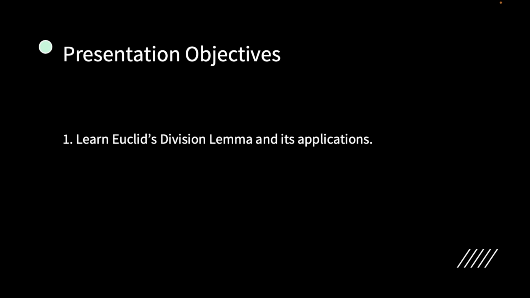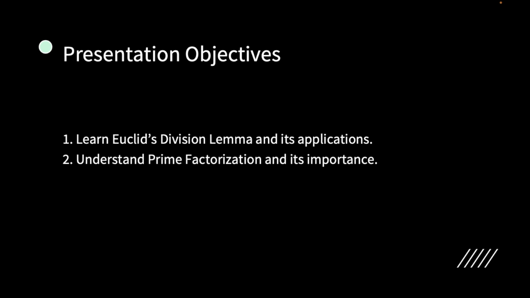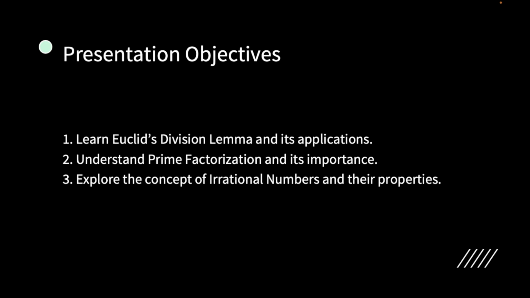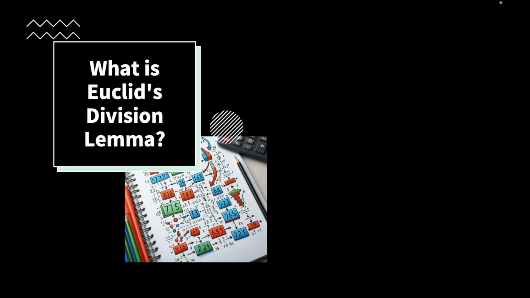First, we'll explore Euclid's division lemma and how it's used. Then, we'll look at prime factorization, one of the fundamental building blocks of number theory. Lastly, we'll discuss irrational numbers and some famous examples. Let's get started. We begin with Euclid's division lemma.